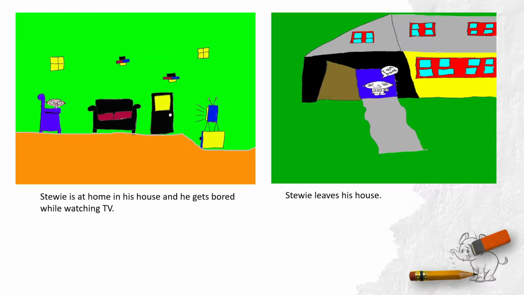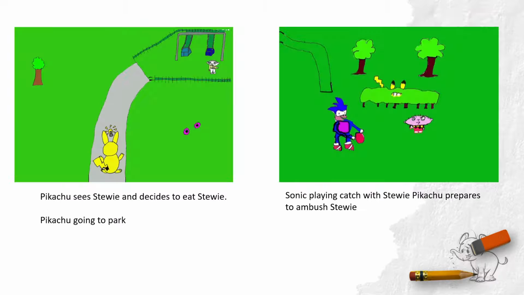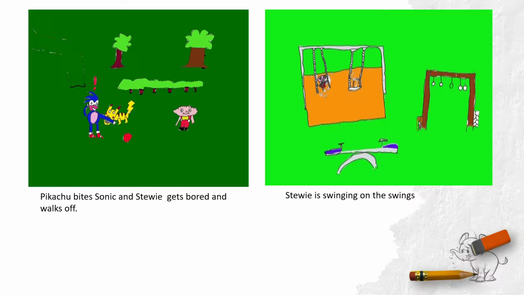Stewie is at home in his house and he gets bored while watching TV. Stewie leaves his house. Pikachu sees Stewie and decides to eat Stewie. Pikachu going to park. Sonic playing catch with Stewie. Pikachu prepares to ambush Stewie. Pikachu bites Sonic and Stewie gets bored and walks off.